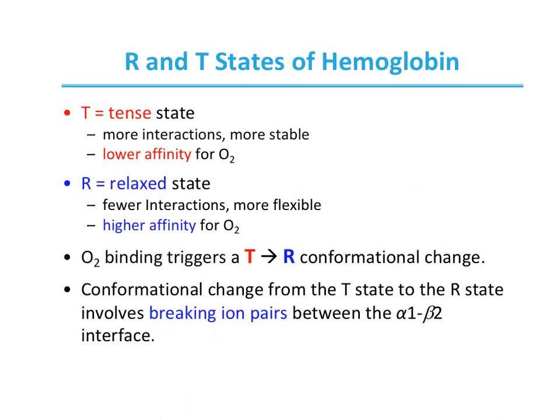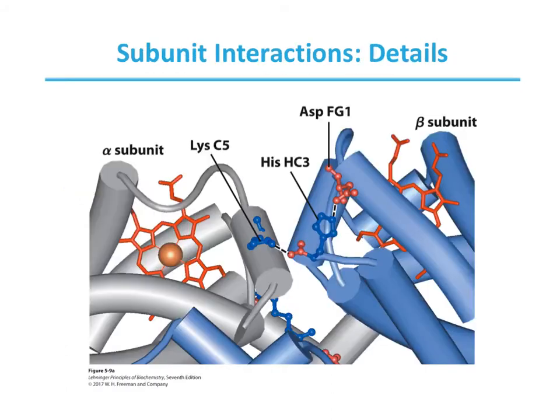Now let's examine more the R and T states of hemoglobin. So T stands for tense state. In this state there are more interactions and it's more stable, and there's a lower affinity for oxygen. R is the relaxed state where there are fewer interactions, it's more flexible, and there's a higher affinity for oxygen. When oxygen binds, it triggers a conformational change from the T state to the R state. And this involves breaking ion pairs between the alpha 1 and beta 2 interface.